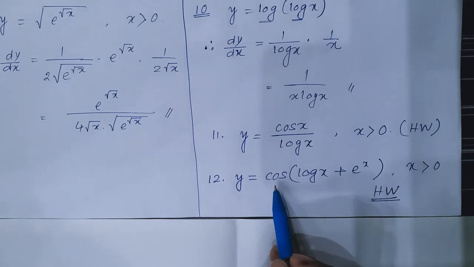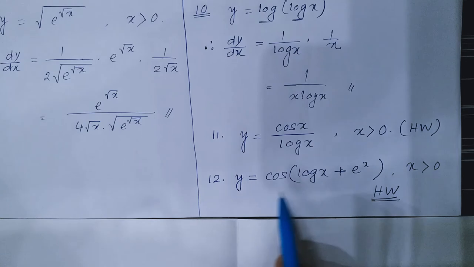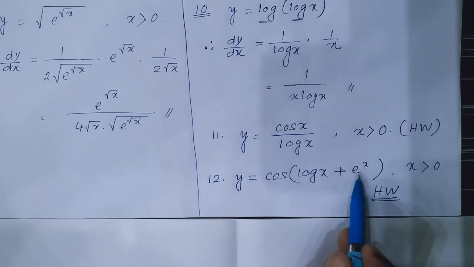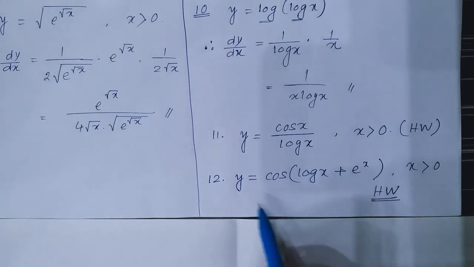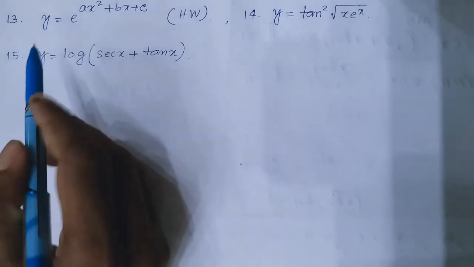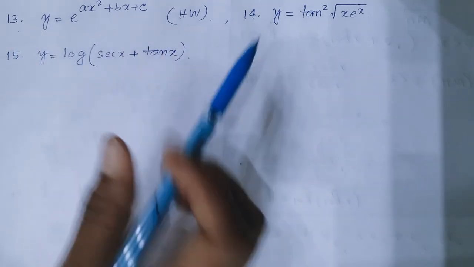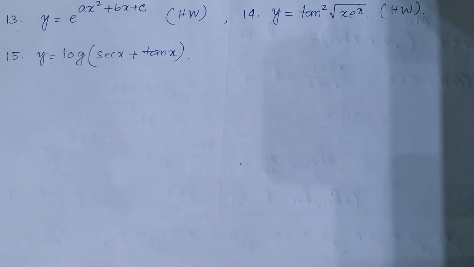The cos function derivative is minus sine of this one remaining the same, into the derivative of log, which is 1 by, and the derivative of e to the power x is e to the power x itself, so it is 1 by x plus e to the power x. So you can solve these two problems. Now come to another question. So question number 13 and question number 14, these two questions you can solve yourself. So these are the two homeworks for you.